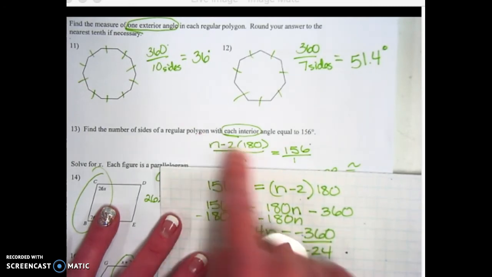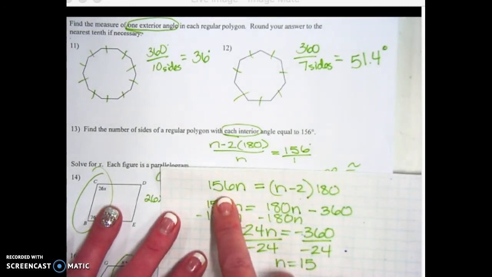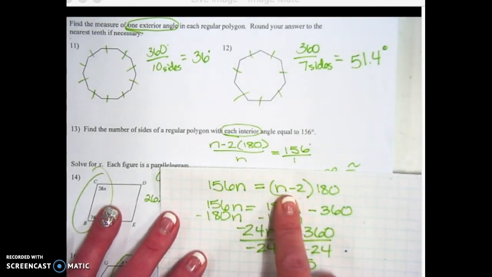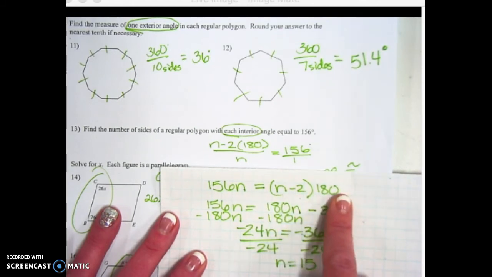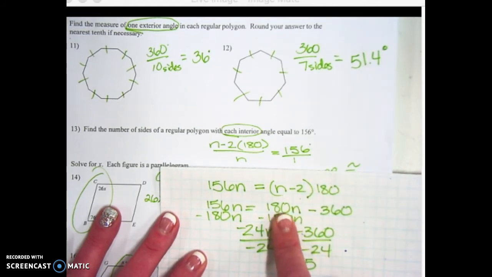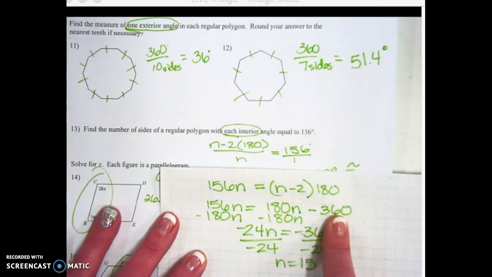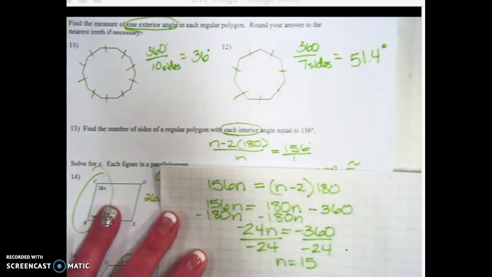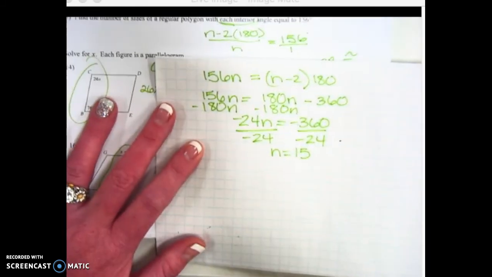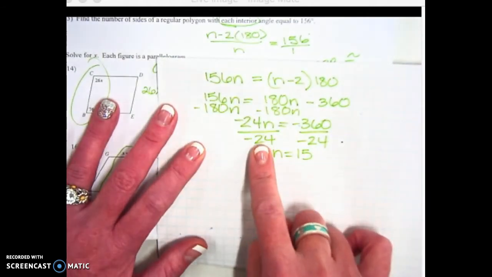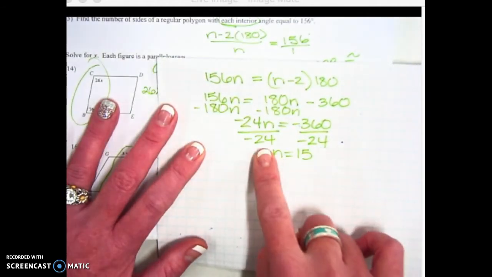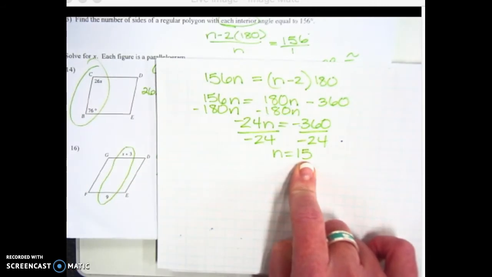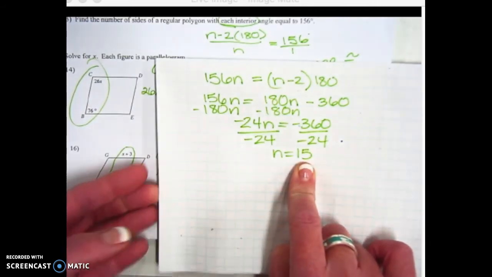So I multiply diagonally. I have 156n equal to n minus 2 times 180. I distributed that 180 to get 180n minus 360. Subtract 180n from both sides. Then I divided both sides by negative 24, and that told me there are 15 sides.